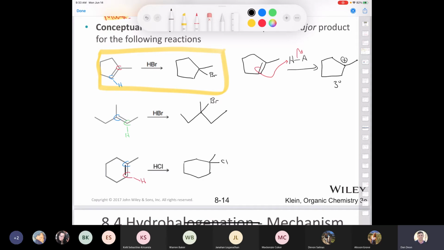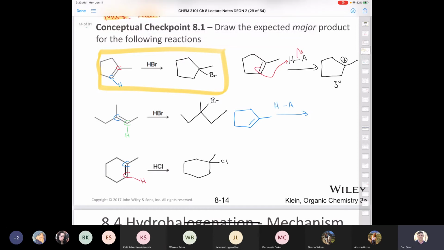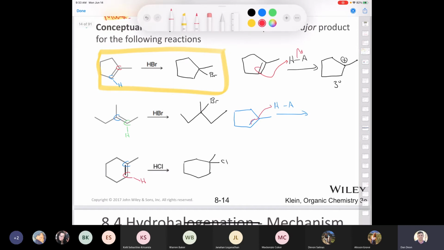If it was, I'm going to write this in blue. This is incorrect. But if it was to add at the other carbon, so let's say it did this. And it doesn't do this, but if the rich didn't get richer, if the hydrogen got added to this carbon like this, then what would you end up with? You'd end up with a secondary carbocation.